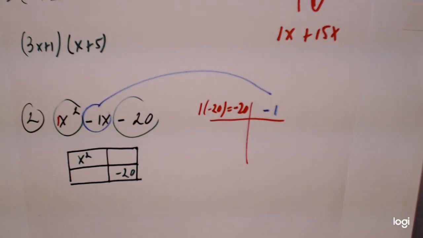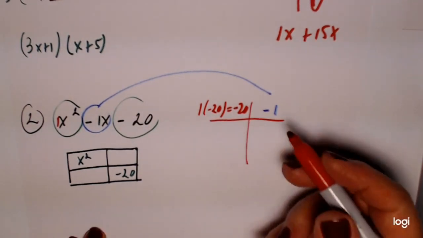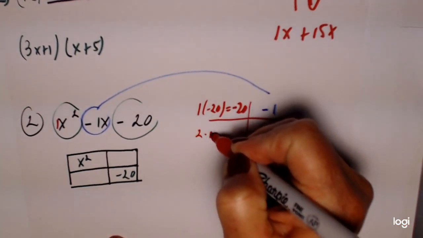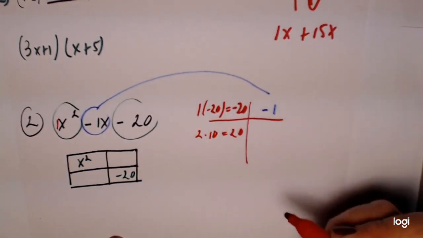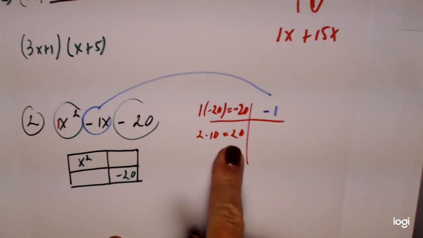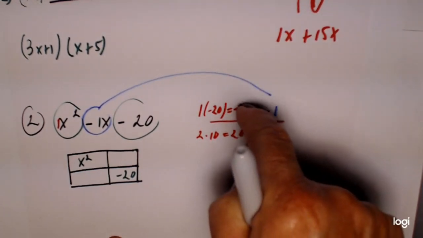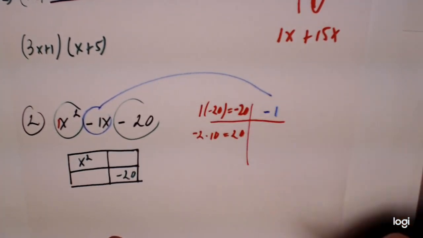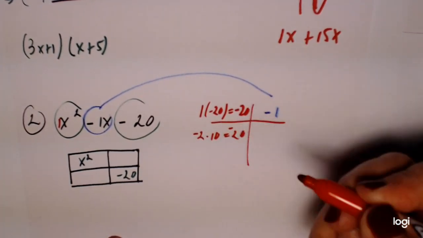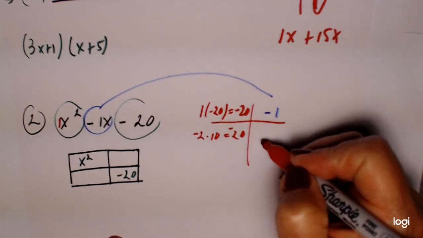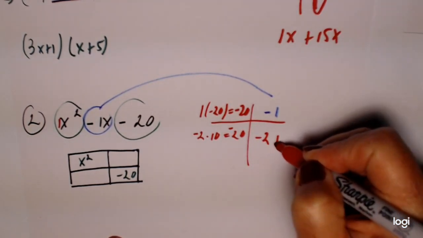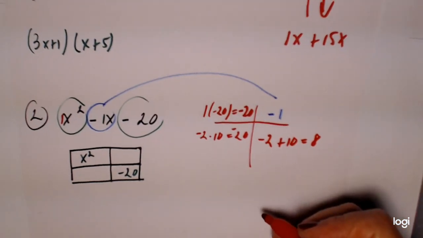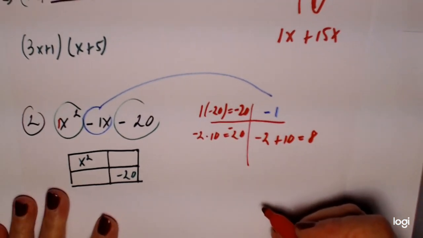So let's look at some numbers here. Factors of 20. Well, we could do 2 times 10. 2 times 10 is 20. Whoops, we got a positive 20. We want a negative 20. So let's make one of these negative. So let's do negative 2 times 10, and that gives us the negative 20. And let's add negative 2 plus 10 gives us positive 8. Well, that doesn't work. We want negative 1.